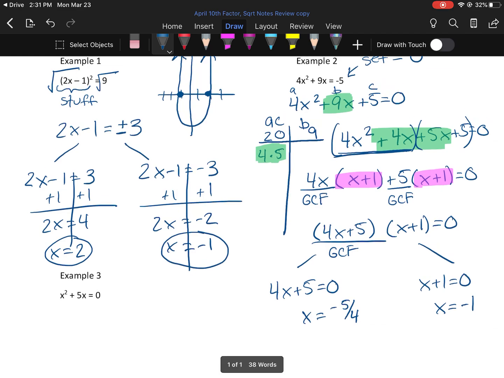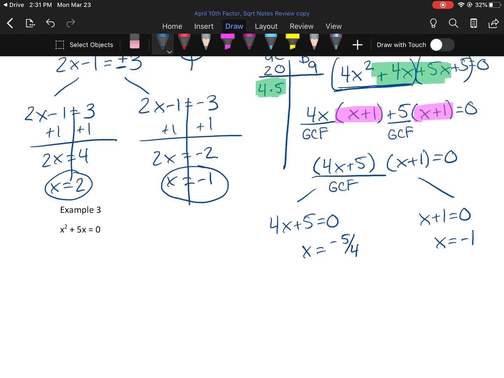Last example. Okay, I have a b term, so I can't use square roots here. I also don't have a c term. But what I do have here, and it's set equal to 0, so that's good, is I already have a GCF. Both of these terms have an x in common. So staying organized, here's my GCF.